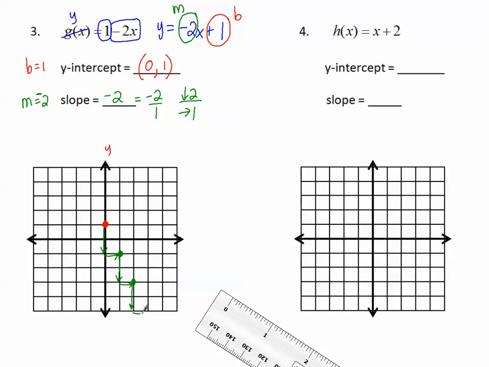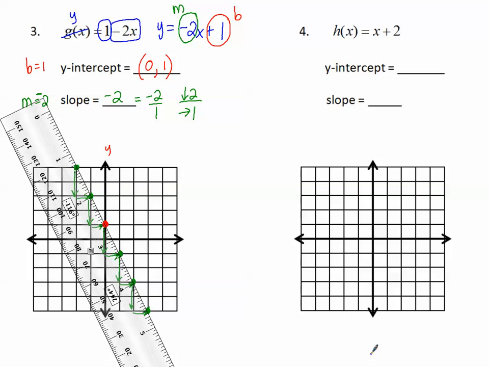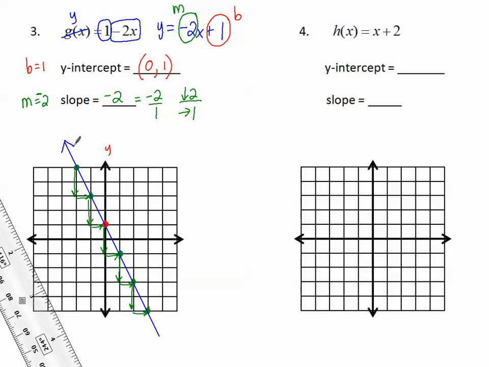Down 2, right 1. Now I've run out of room this way, so I can always go the opposite way. Switch it up. Up 2, left 1. Let's check using the slope. Down 2, right 1. That works. Now I can take my straight edge and connect my points and draw my arrows. I have another decreasing line going down because the slope is negative.